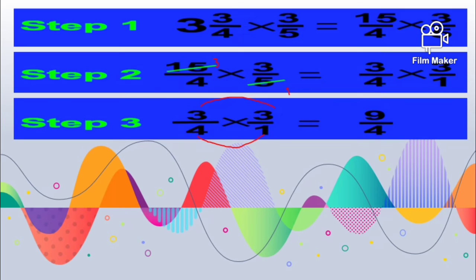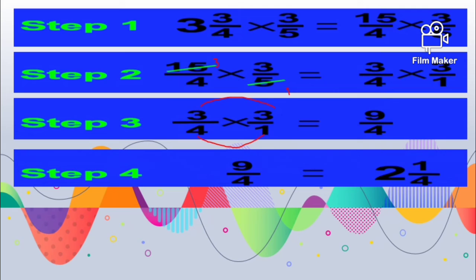But 9 by 4 is an improper fraction, and when we have an improper fraction, we will divide the numerator by the denominator to convert it into a mixed fraction. So 9 by 4 is equal to 2 whole 1 by 4. When we divide 9 by 4, 4 2s are 8. 1 will be the remainder. 2 is the whole number or the quotient, and the denominator remains the same. So 9 by 4 is equal to 2 whole 1 by 4.